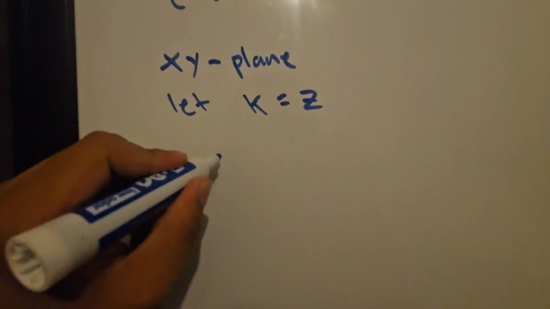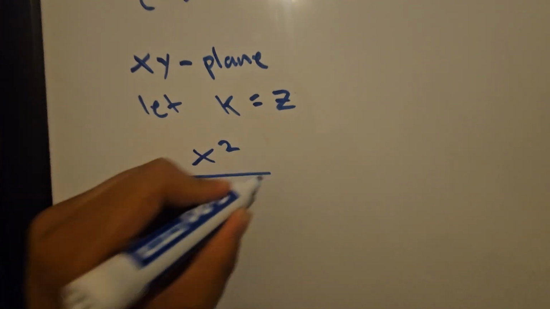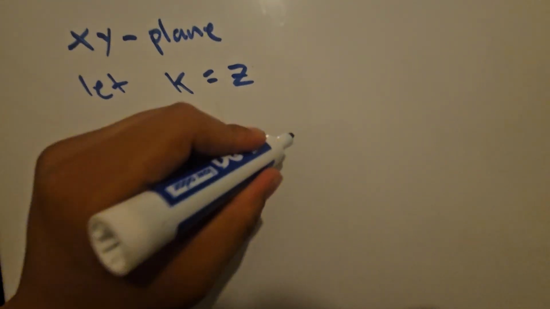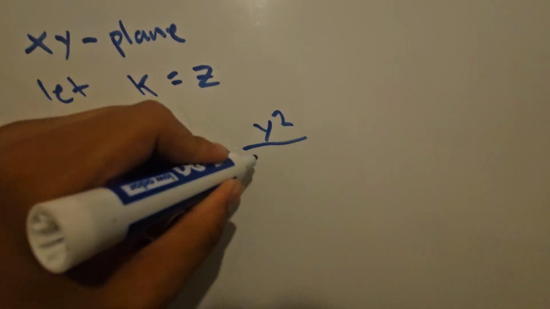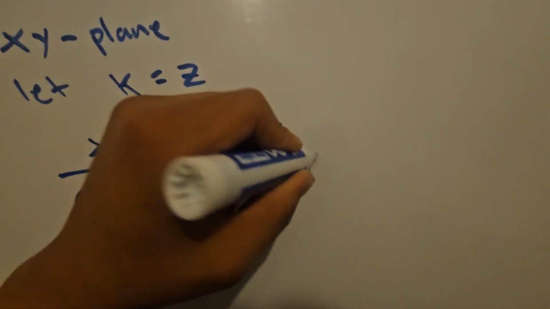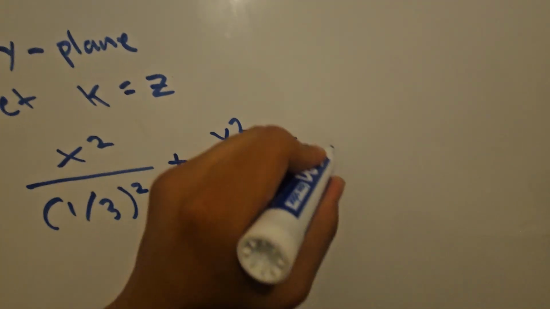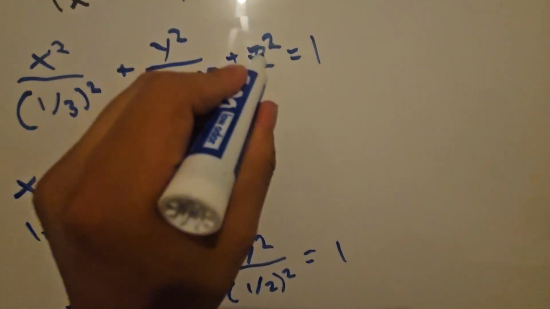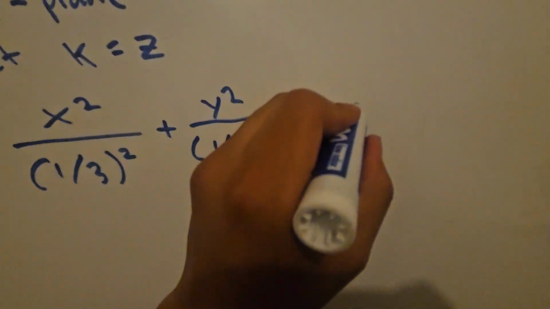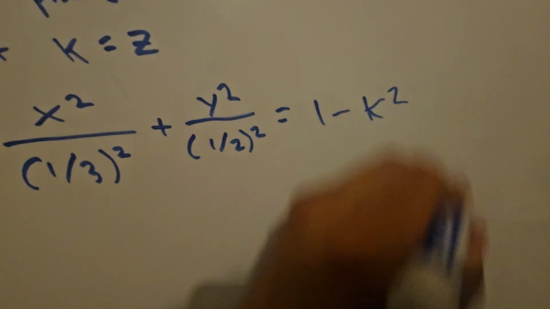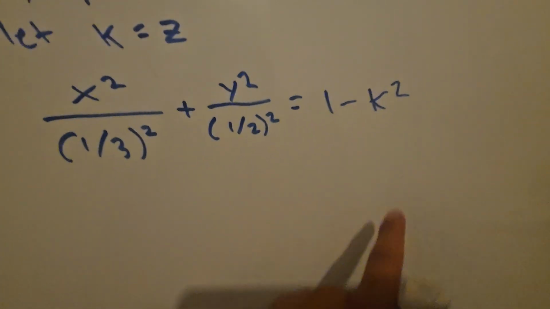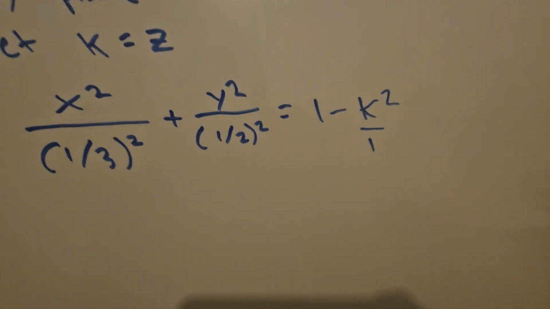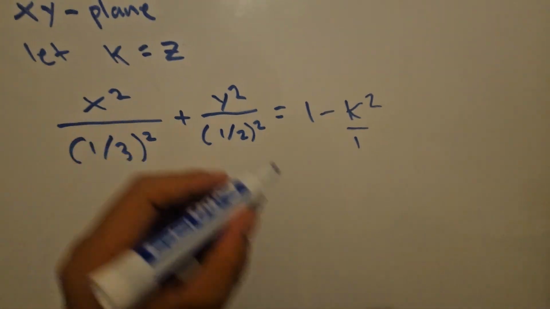So now we have x squared over (1/3) to the second power plus y squared over (1/2) to the second power equals 1. Now we're going to subtract z squared from both sides. But remember, z is k now, so minus k squared. It doesn't have anything at the bottom, it just has an imaginary 1. So let k equal z.